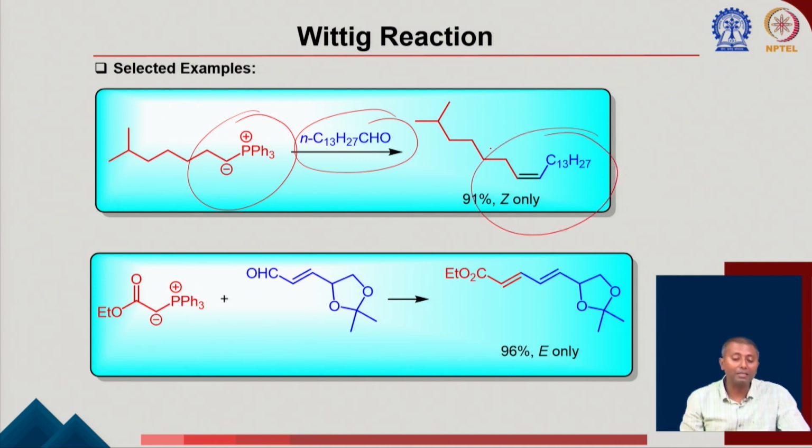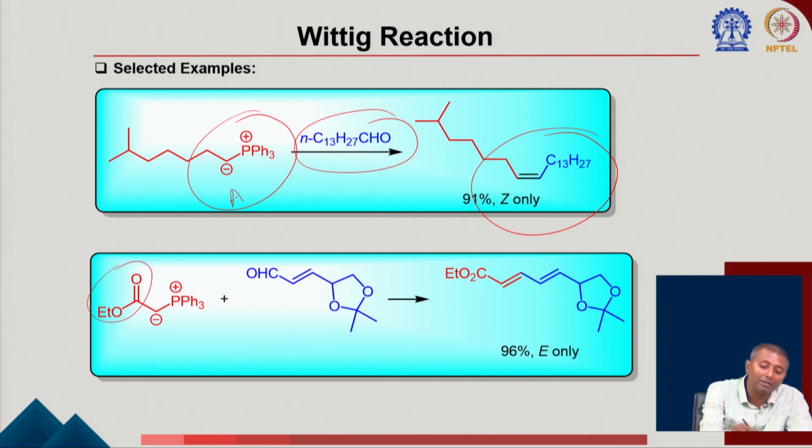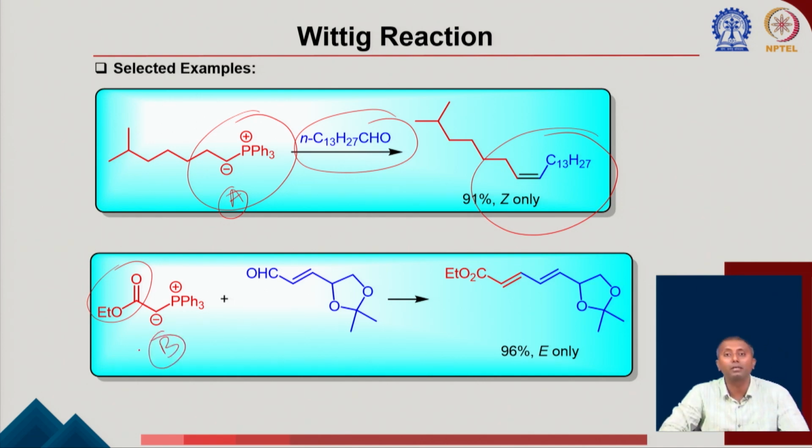But in the other cases, what we are seeing here, once you are generating a ylide, you have the carbanion which has an ester group. So if you try to compare this carbanion A versus B, which one do you think will be more stabilized? I am sure B will be the more stabilized carbanion because of the presence of the ester group.